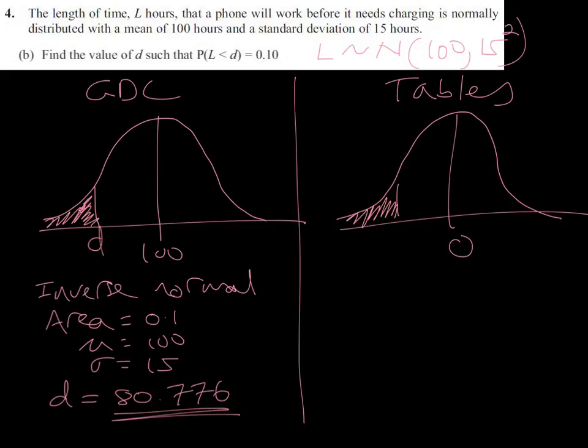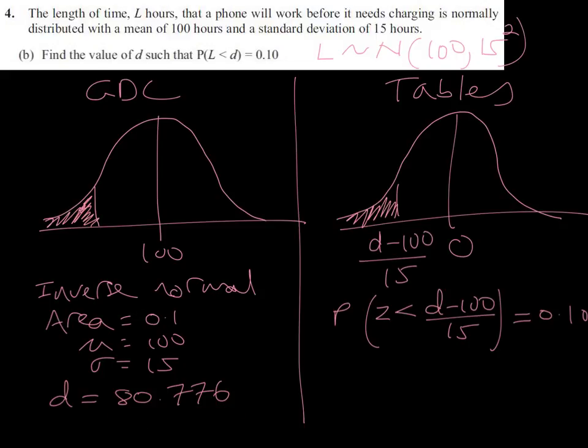The alternative approach then is to use the tables. The tables are based on the standard normal distribution. So the first thing we do is transform our distribution, which is here, onto the standard normal distribution. Whatever our value D is, we're going to need to subtract 100 and divide by 15, which is the standard deviation. And in effect, what we're trying to find is the value such that the probability that Z is less than (D − 100)/15 is equal to 10%.